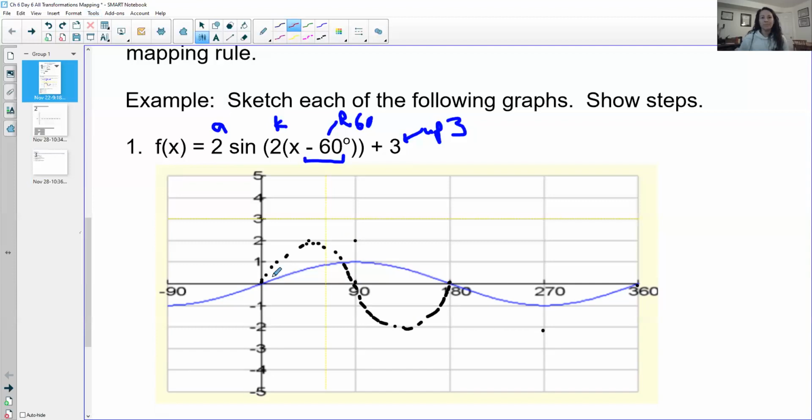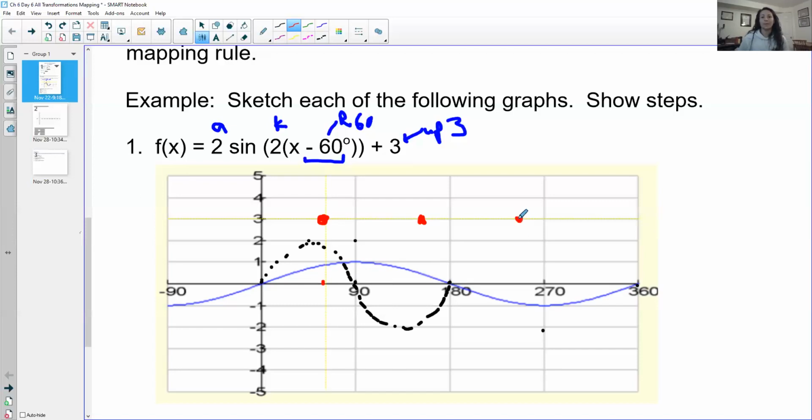There we go. So I'm going to take my main points and move them right 60, which is about here, and up 3. One, two, three. So it's about here, which would be where we estimated our new axes to be. This point over here at 90, if I go over 60 and up 3, one, two, three. And this one over here at 180, 180 plus 60 would be around here, and up 3 would be here.